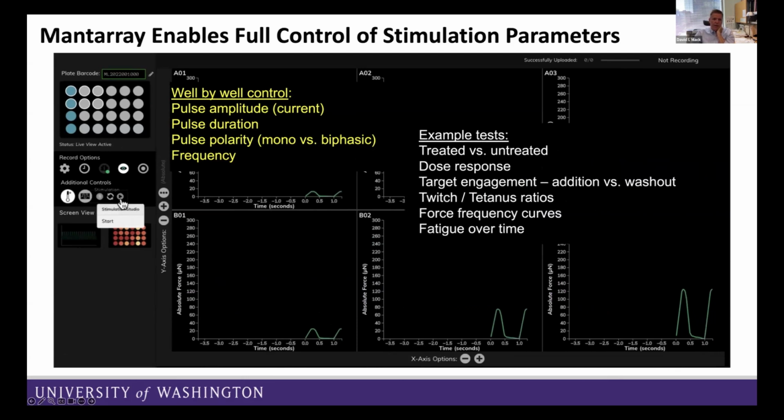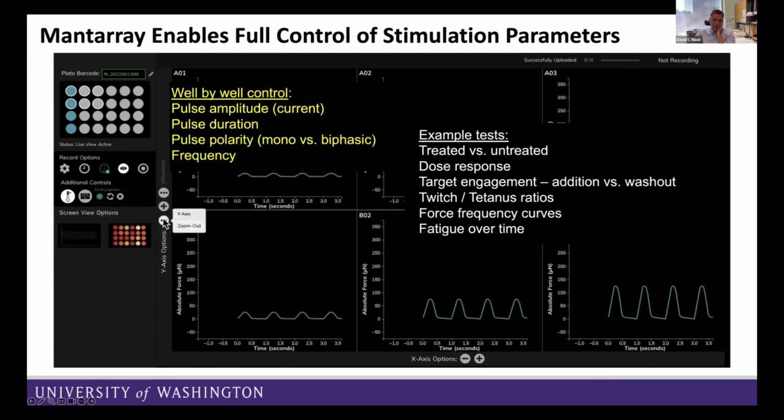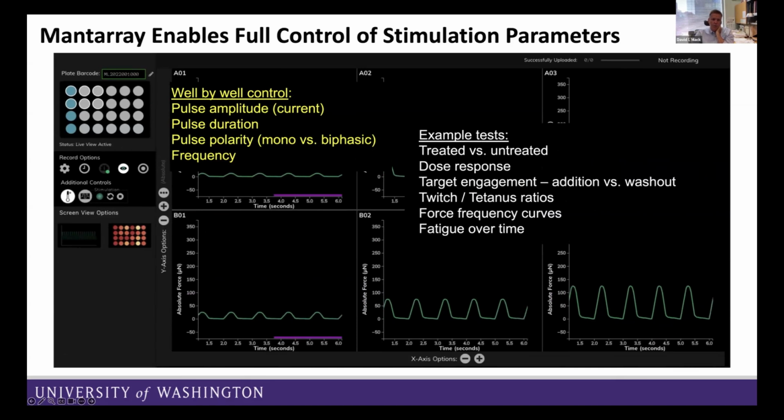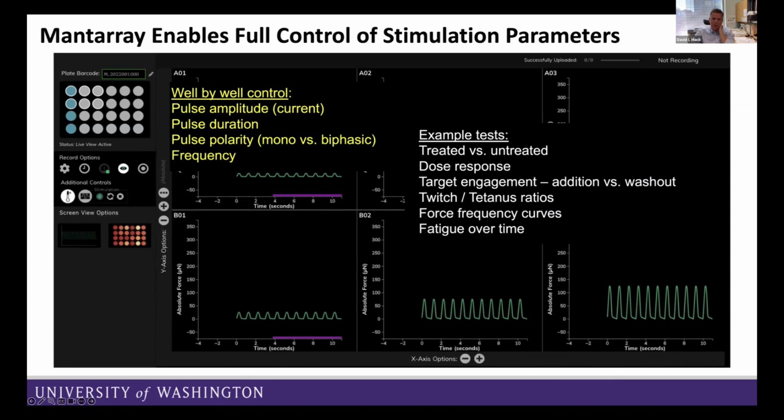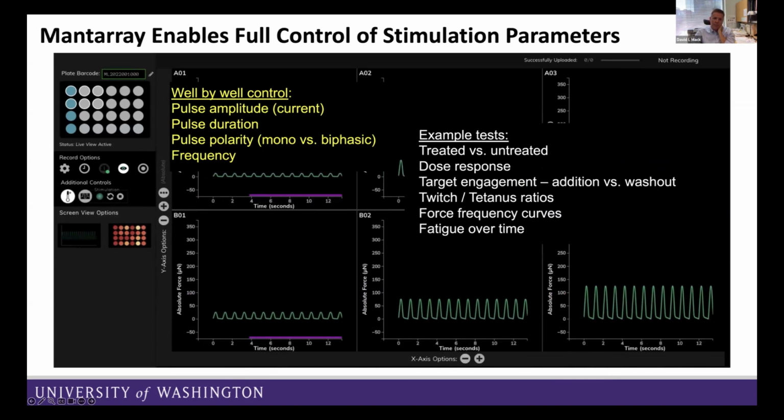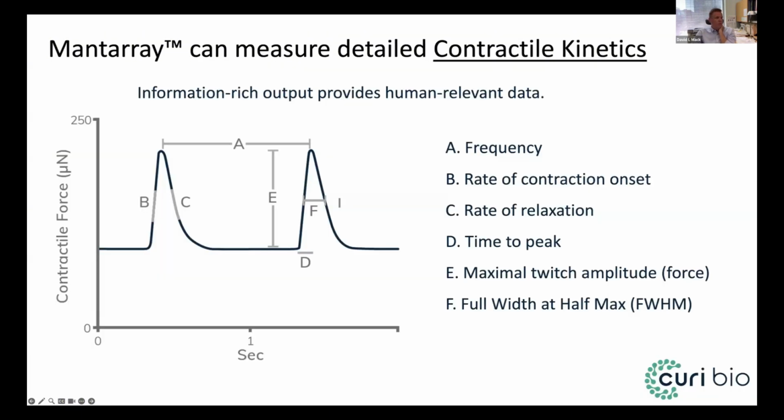To give you an idea of the kinds of tests that you can do in this platform, we can do treated versus untreated, you can do dose response curves, you can do target engagement by adding the drug and then doing a washout. I'll show you examples of twitch and tetanus ratios. We can do force frequency curves, and we can measure fatigue over time. So for this brief talk, just keep in mind that we can learn a lot about the muscle biology just by looking at the contractile kinetics. So what the various parameters that are shown on these curves, I don't have time to unpack all of these today, but I'll show you examples of each one of these domains.